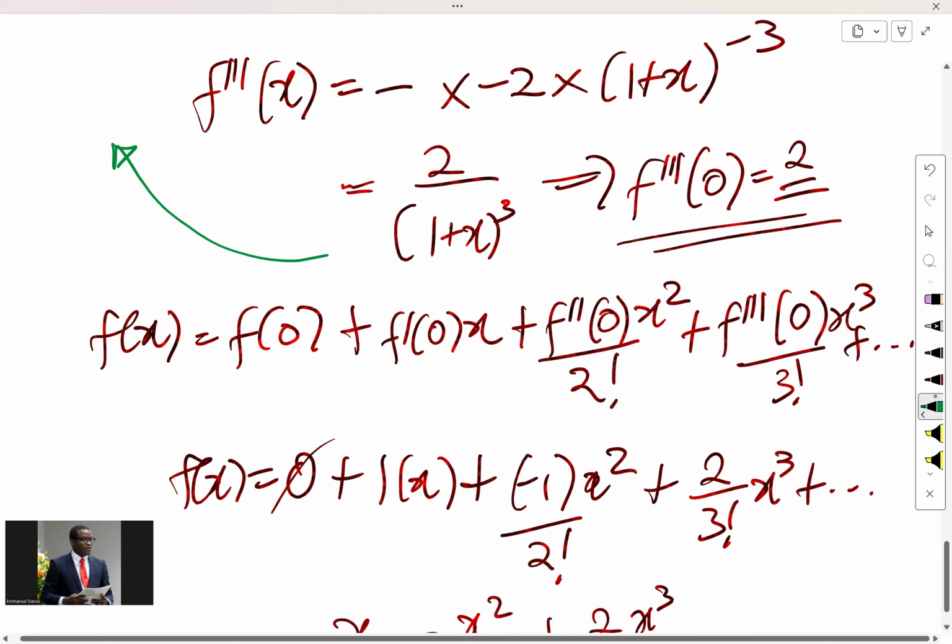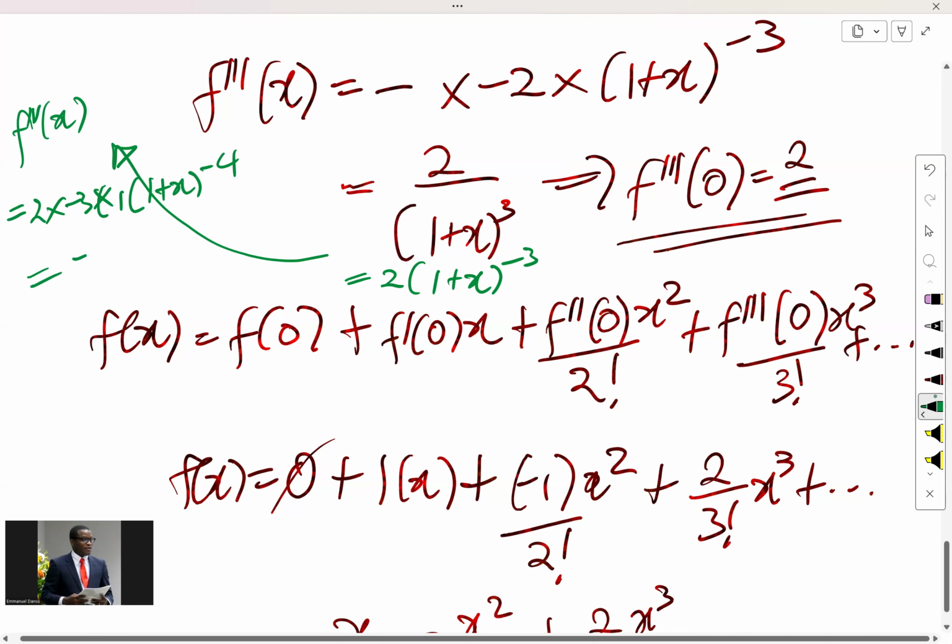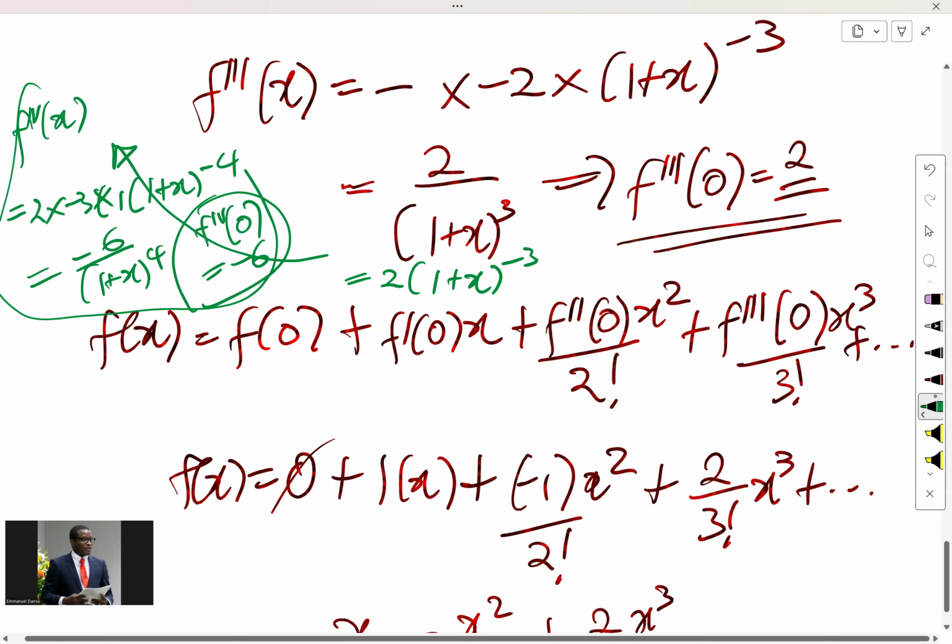So, of course, this is the same thing as 2 into 1 plus x raised by minus 3. So the fourth derivative of x now would simply be 2 times minus 3 into, of differentiating inside, that's times 1, into 1 plus x raised by minus 4. So you simply have minus 6 over 1 plus x raised by 4. So f fourth derivative of 0 is simply minus 6, right? Because 1 plus 0 is 1, raised by 4 is still 1. So the fourth one is minus 6.